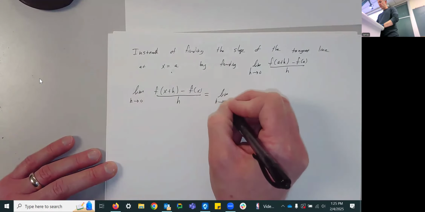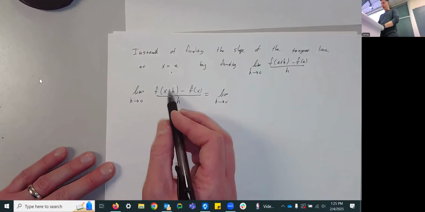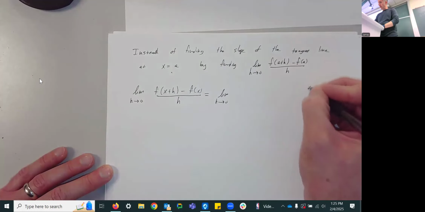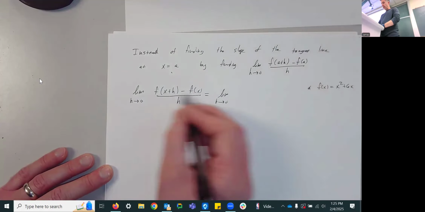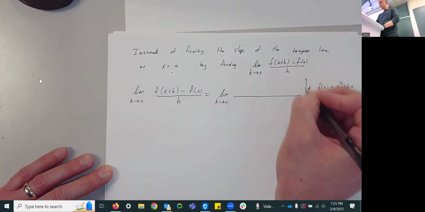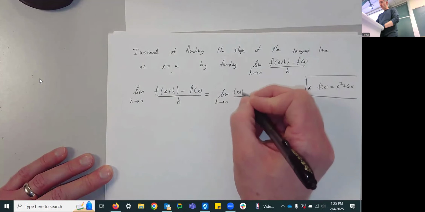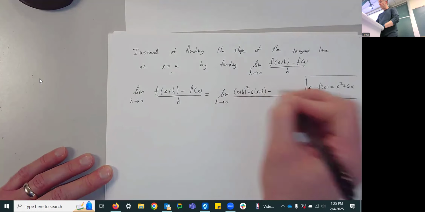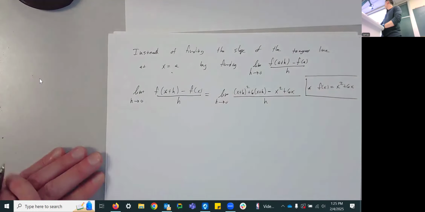So we calculate it that way, same sort of idea. It's going to be the limit as h approaches 0. I'm still using the same function. My function is still x squared plus 6x. So I'm just going to rewrite f of x plus h. Let me write that over here. Right, my function is still x squared plus 6x. So we're just rewriting this as f of x plus h. So it's going to be x plus h squared plus 6 times x plus h minus f of x, which is x squared plus 6x, all divided by h.